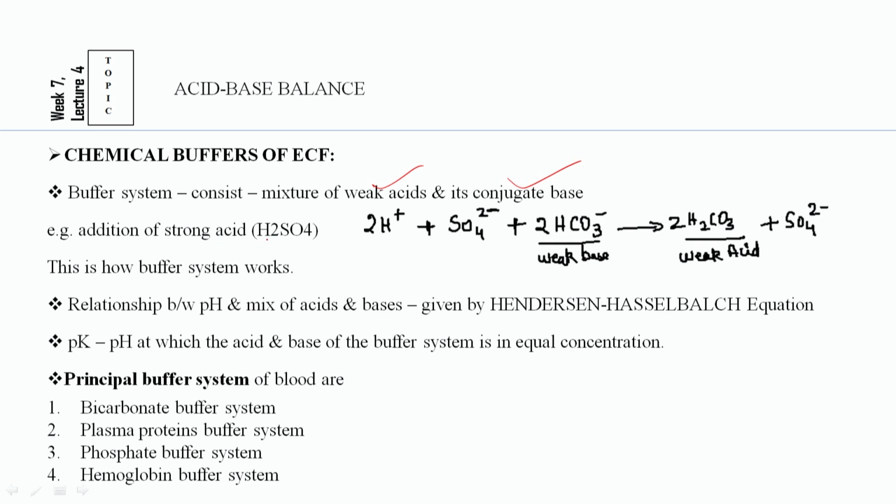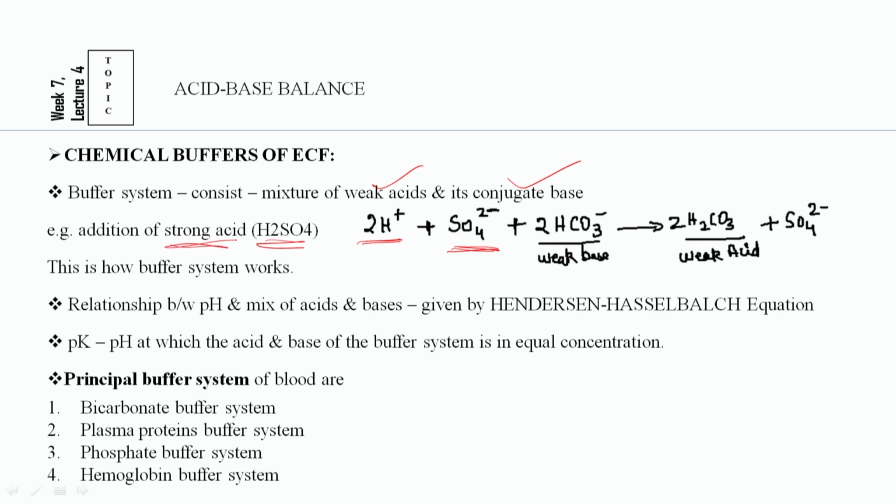The strong acid is H2SO4. How is this H2SO4 formed? I told you that it comes from the sulfur-containing amino acids, right? Two amino acids. From there this H2SO4 is formed. So this H2SO4 can be written as 2H+ + SO4 2-, right? Now this H2SO4 reacts with a weak base.